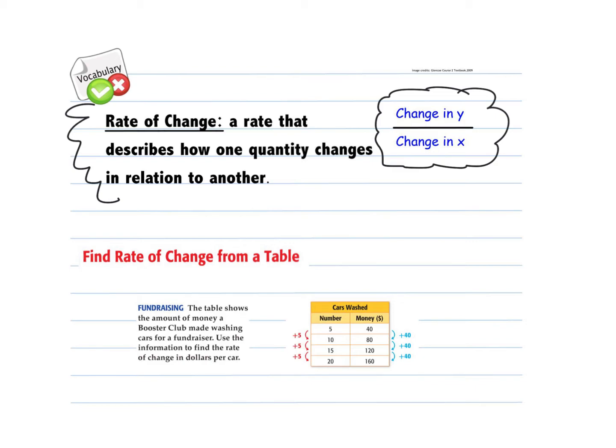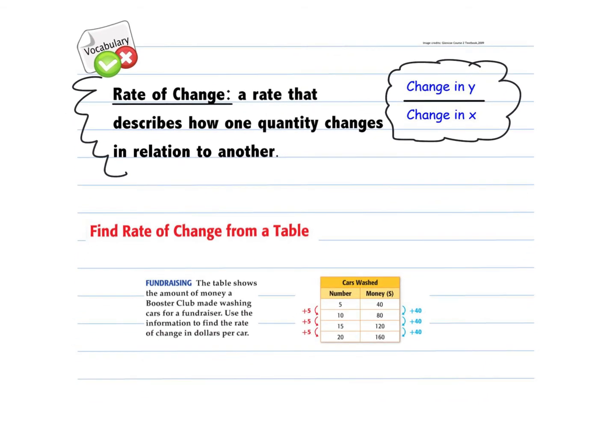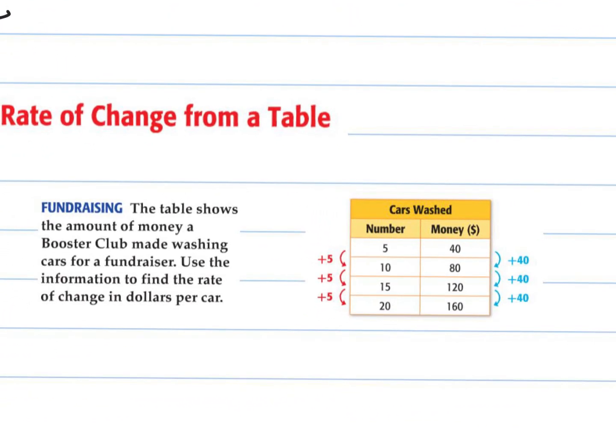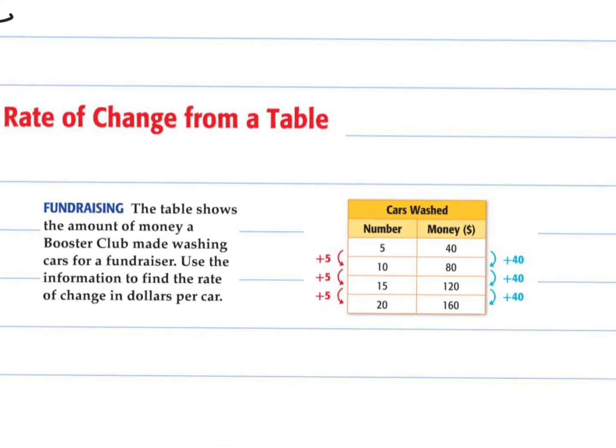So if we look at this table and we want to find the rate of change, it says the table shows the amount of money a booster club made washing cars for a fundraiser. Use the information to find the rate of change in dollars per car. So we have number of cars versus money. The number of cars is going to be our x value, and the amount made, or the money, is going to be our y value. So rate of change said the change in y over the change in x.